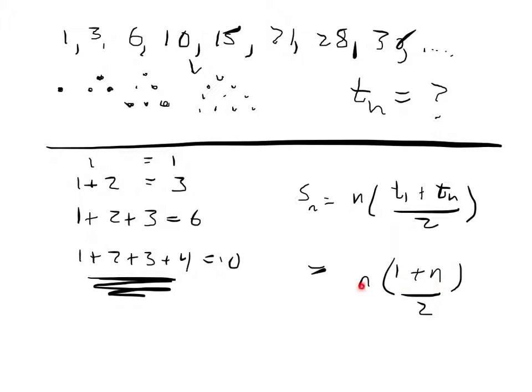8 times 7 is 56. 56 over 2 is indeed 28. How about the ninth term? 9 times 9 and 1 is 10. 10 times 9 is 90. Sorry, 1, 2, 3, 4, 5, 6, 7, eighth term. Sorry, eighth term. 8 times 9 is 72. 72 over 2 is 36.